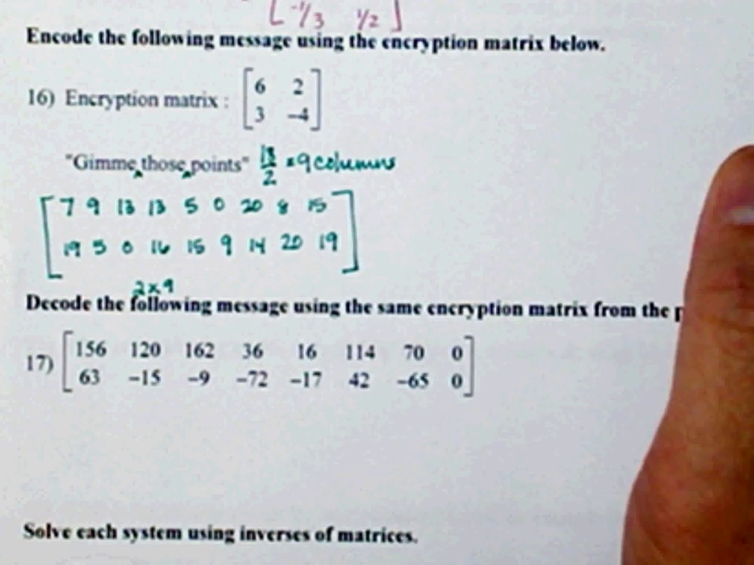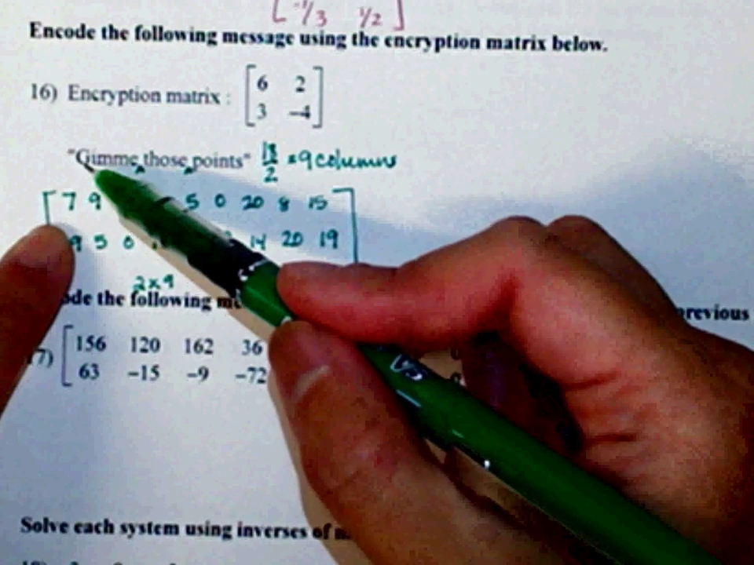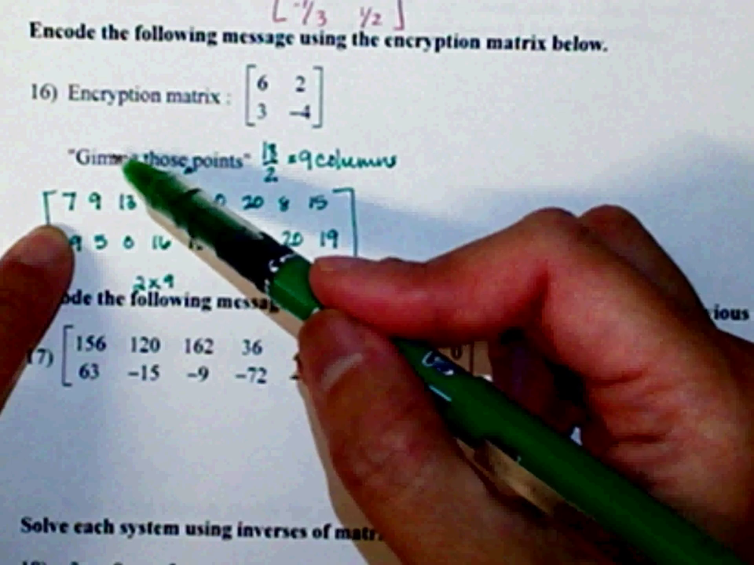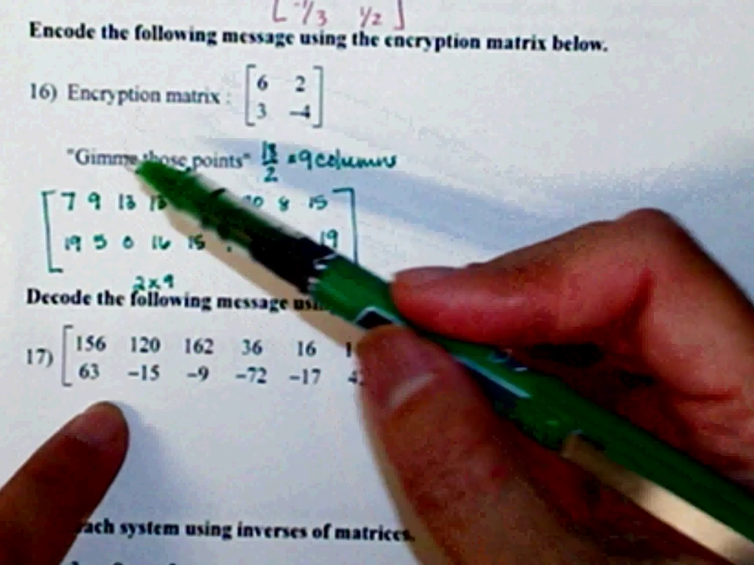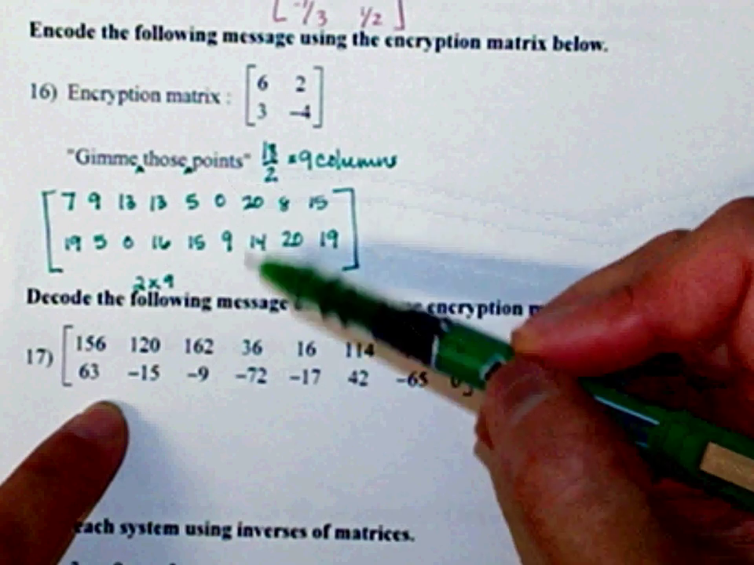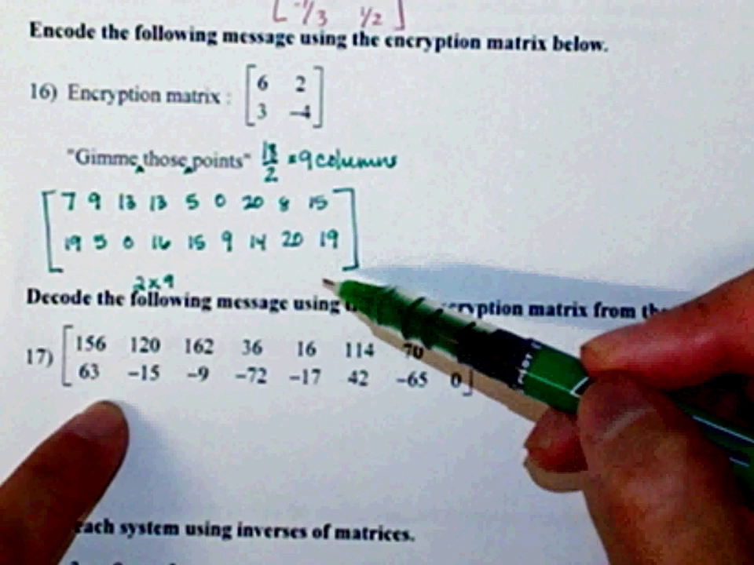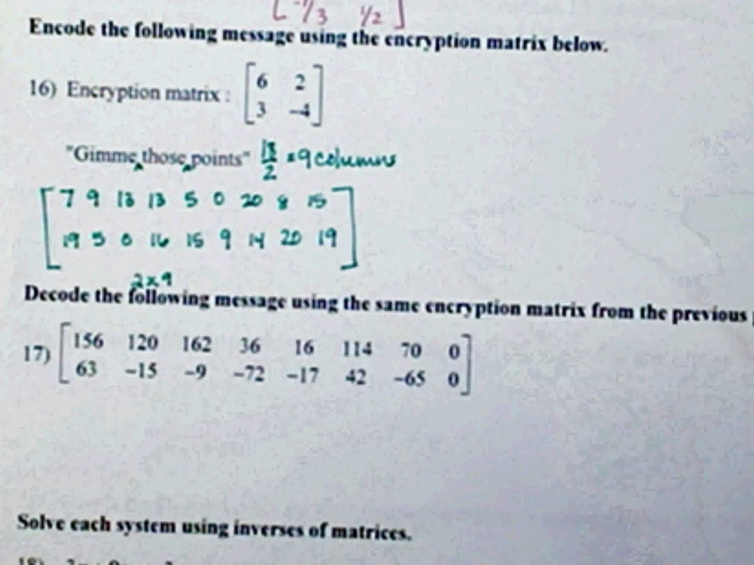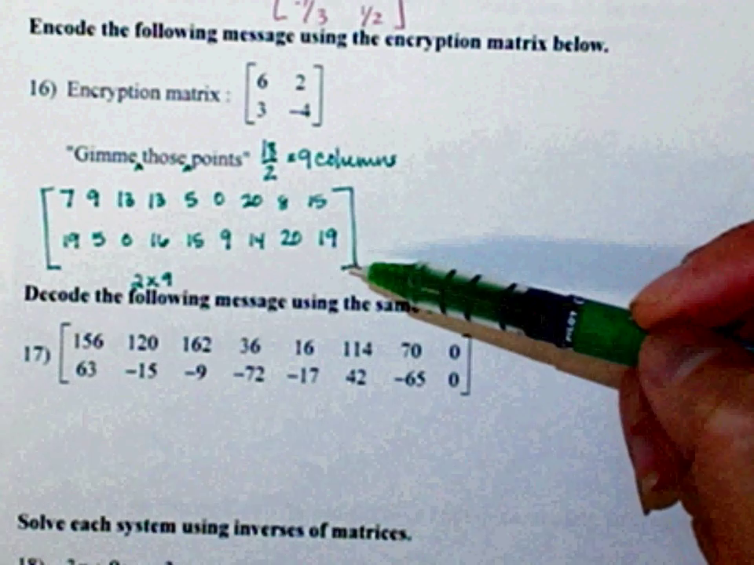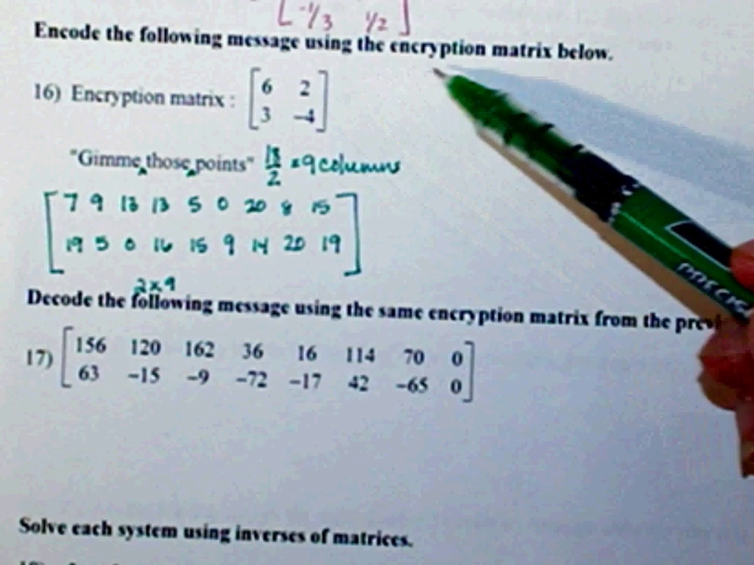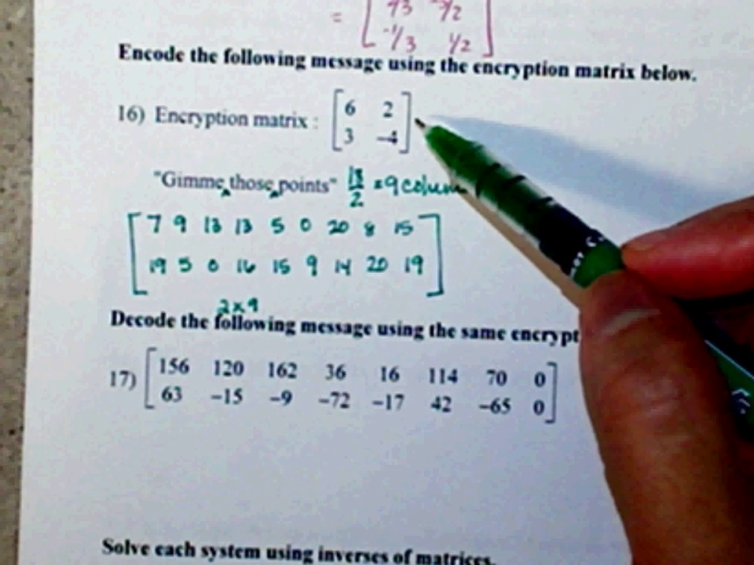And if you look, I went on and I just found G is 7, I is 9, M is 13. So I found the numeric number, the number that goes with every one of my alphabets. And it goes right here, and it's a 2 by 9. Okay? So this is the code that you need to, it says encode the following message using the encryption matrix below. So you're going to take the inverse of this one, okay?